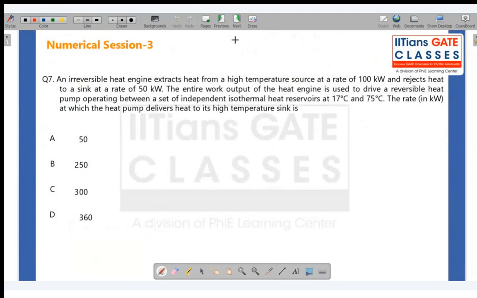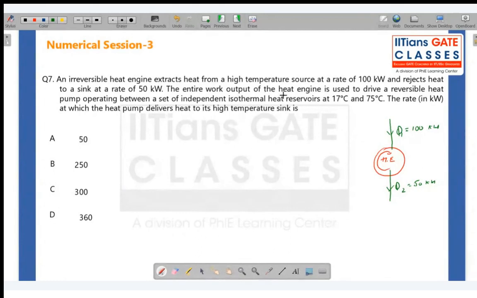A reversible. So this is for second law. This is the last question. I will give you two questions for homework. And then we will move to entropy. Okay, very nice. Thank you. So now an irreversible heat engine extracts heat. So what do you have? You have a heat engine, and it extracts heat from a high temperature source, Q1 is equal to 100 kilowatt, and rejects heat to the sink, Q2 is equal to 50 kilowatt.